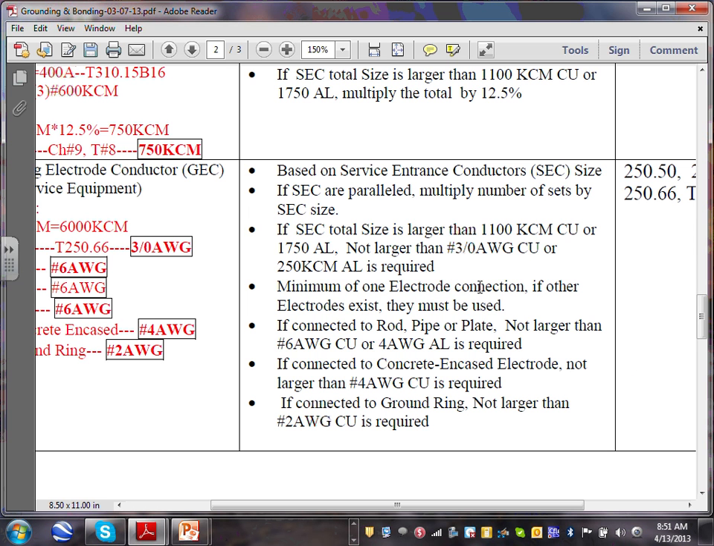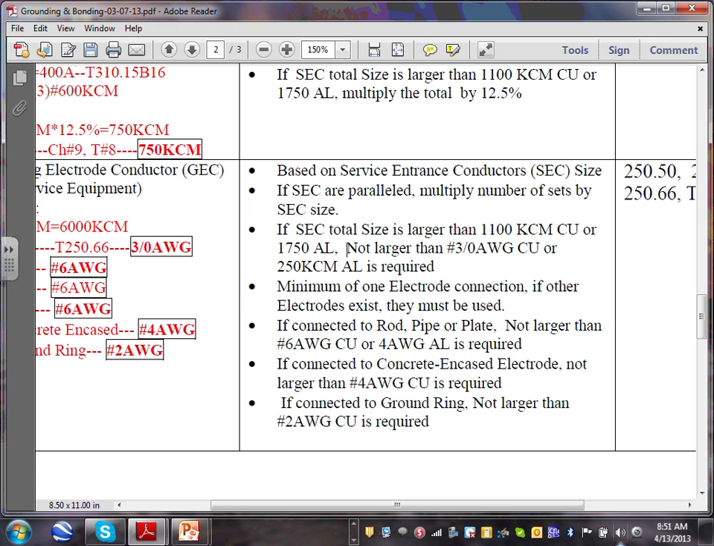Minimum of 1 grounding electrode connection. If other electrodes exist, you must tie to them. So I summarized the whole requirement, guys. If you connect to a rod, pipe, or a plate, you don't have to go more than number 6. That's directly to a rod. You don't have to go more than number 6, or a plate or a pipe. If you connect to a concrete encased electrode, you don't have to go more than number 4.